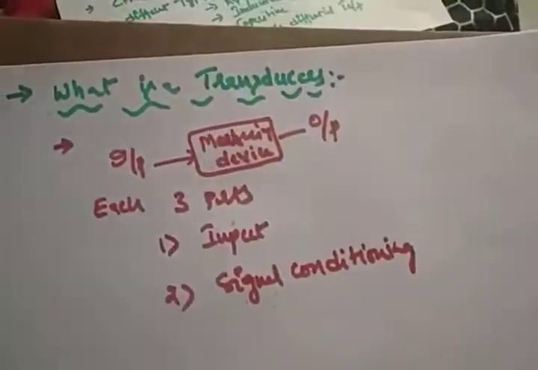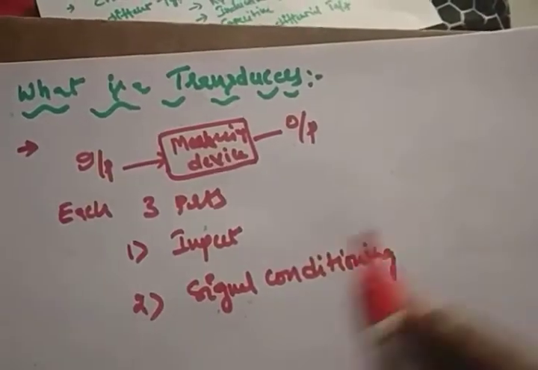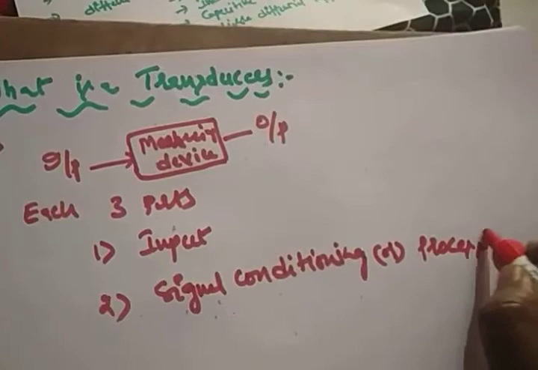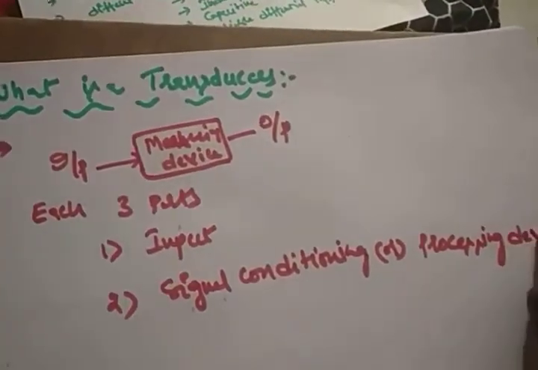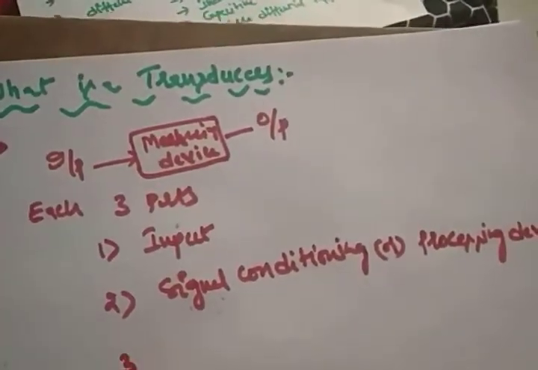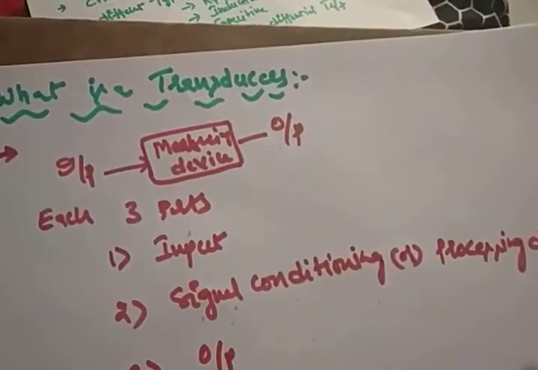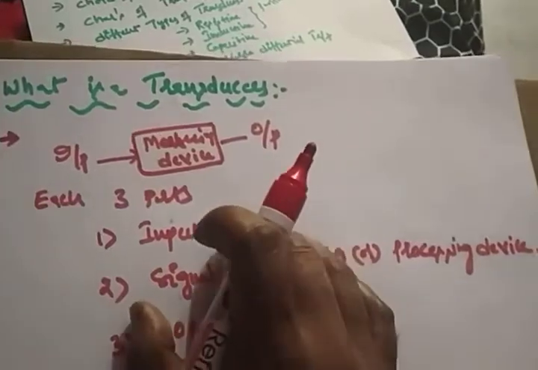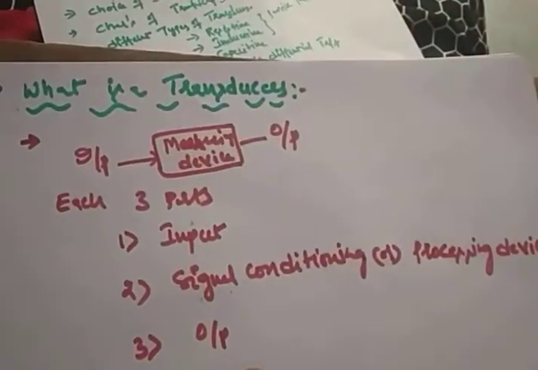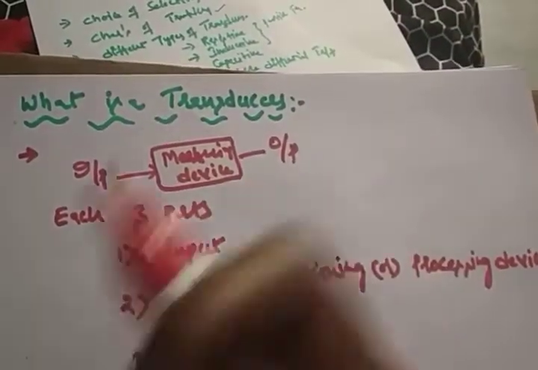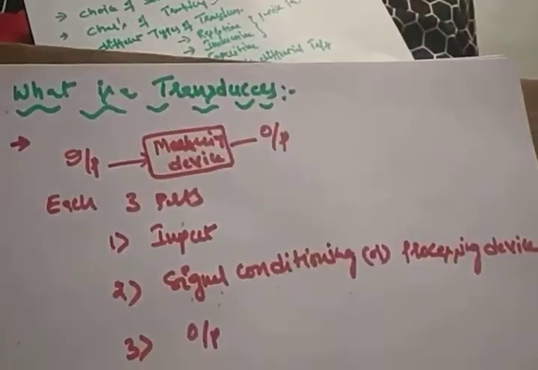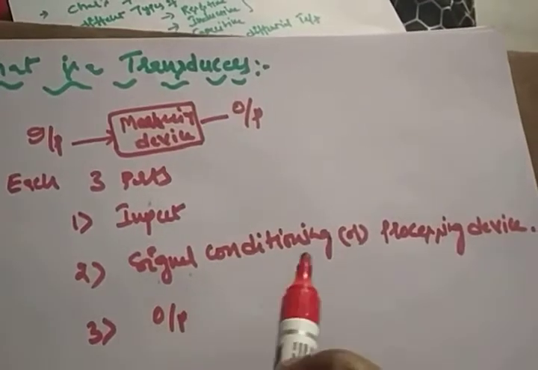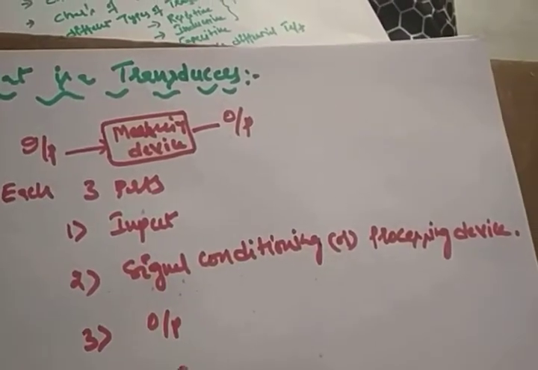Input is always the signal. Then signal conditioning or processing. The third one is output. Each and every electronic measuring instrument has different components, and from this we categorize mostly 3 parts. What are the parts? The first is input, the second is a signal conditioning device, and the third is an output device.